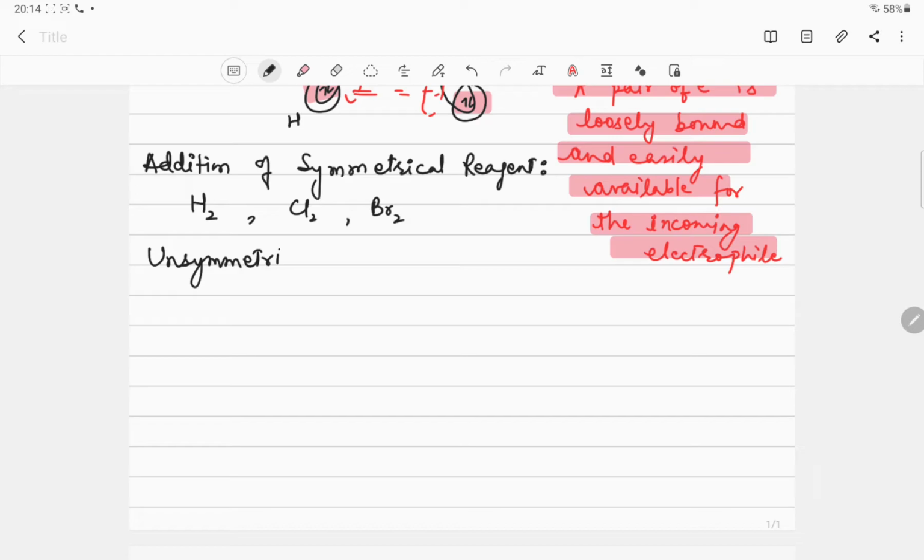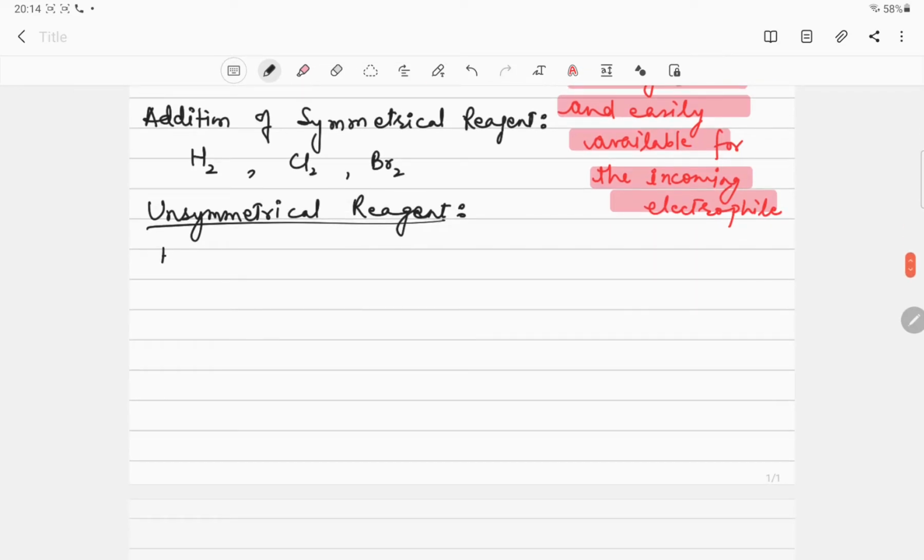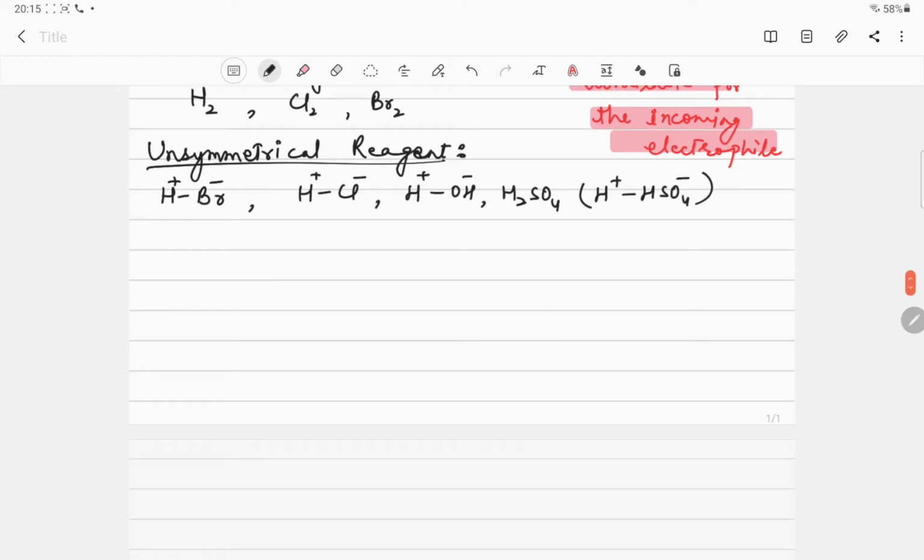Now what are unsymmetrical reagents? When there are two different parts in the reagent, one is negative, other is positive. Like if we talk about HBr, positive, negative. If we talk about HCl, positive, negative. If we talk about water, it is positive, negative. If we talk about H2SO4, it is H positive, HSO4 negative. So what I am trying to say is that it may be the addition of a symmetrical reagent or of an unsymmetrical reagent. Now let's do the examples.